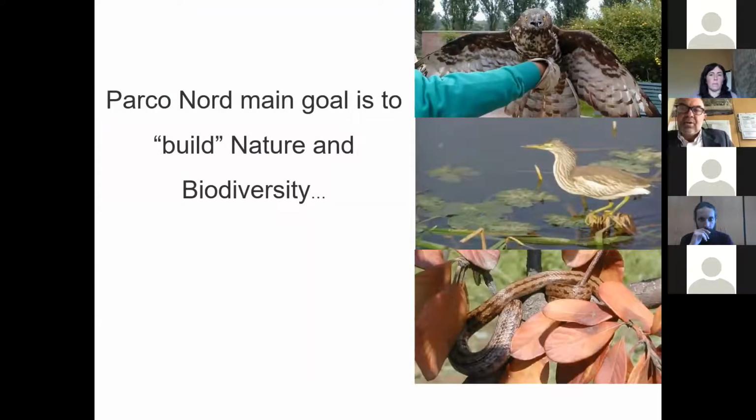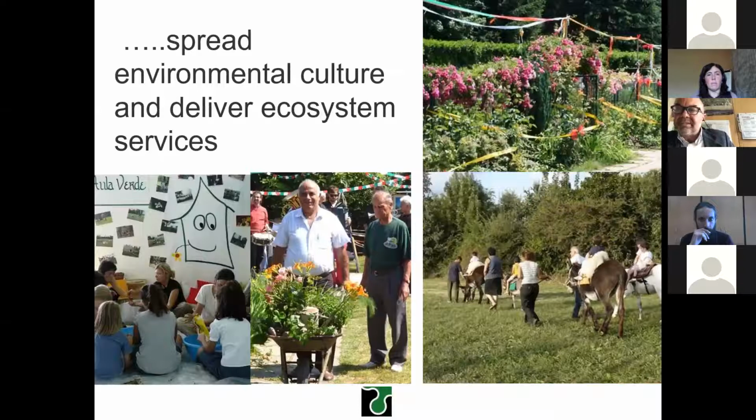The main goal of the park is to build nature and biodiversity, but now the second step is to spread environmental culture and deliver ecosystem services. We try to change the perception of the citizens. The park is not only an environmental fact, but also a cultural fact. That is very important for the citizens.